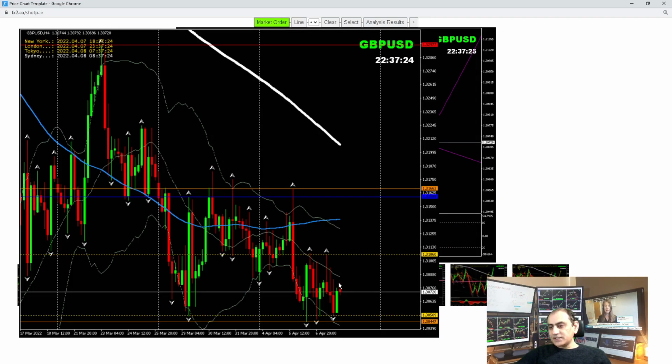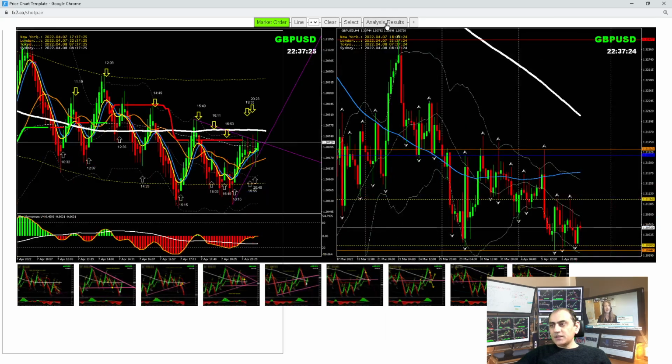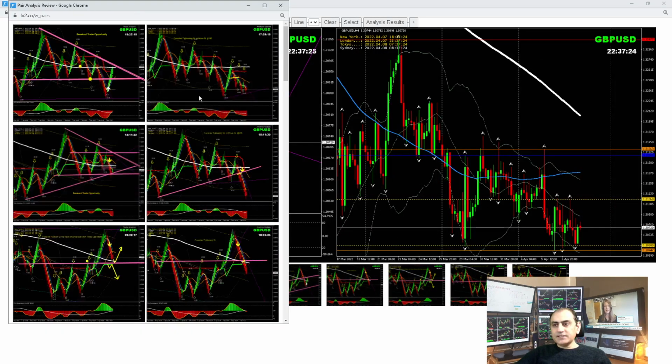Okay, so Pound Dollar, if you look here, we have the same situation. You can see consolidation here. Within this consolidation, we managed a few pips. Let me share with you the intraday analysis.